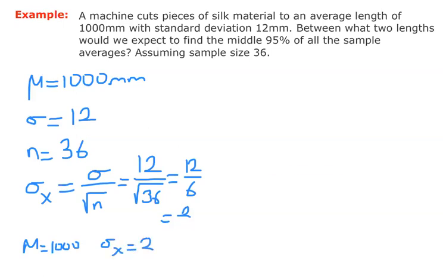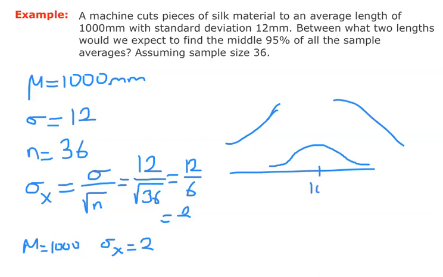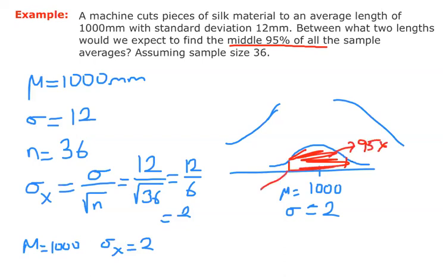And let's understand the question. We have lots of pieces cut, right? But we are collecting a sample size of 36. For this one, my mu is 1000, and sigma is equal to 2. And what are we looking for? The important part: the middle 95% of the sample. So this is 95%. We are looking at these values, X1 and X2.